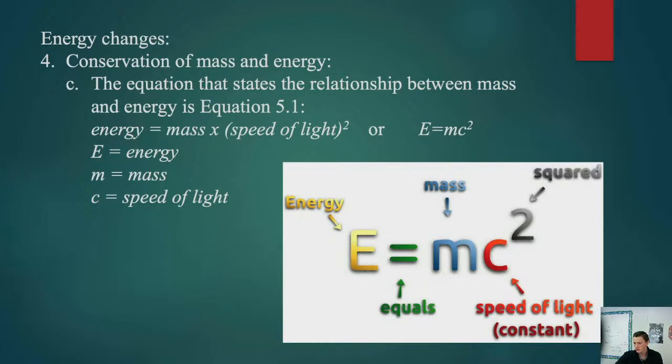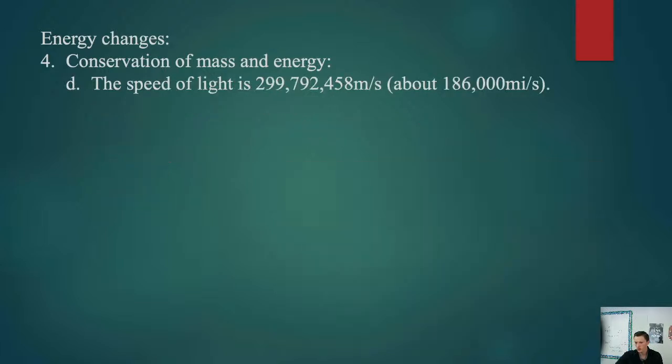So here we go. Example. The speed of light is 299,792,458 meters per second, which is about 186,000 miles per second.